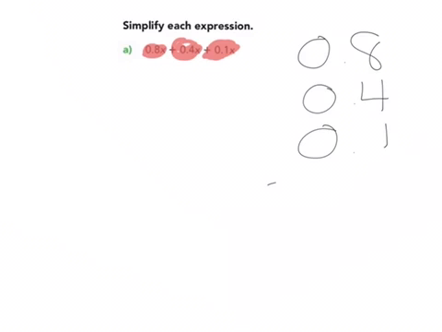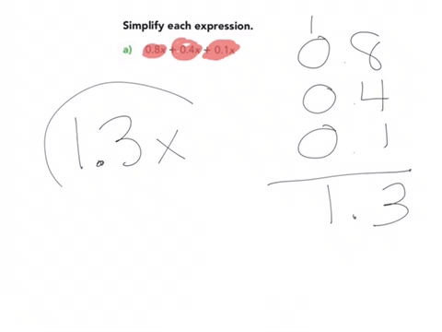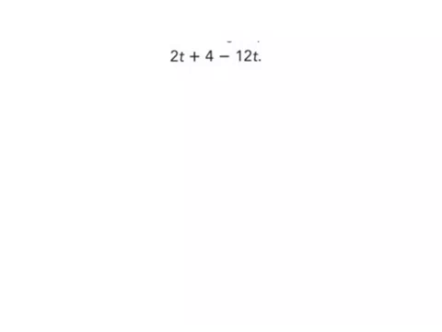All right, let's simplify this expression. I want to figure out what my like terms are and then combine them. 0.8x is like 0.4x, which is like 0.1x. I'm allowed to combine all of these together because they all have an x. So I have 0.8, 0.4, and 0.1. 8 and 4 is 12, plus 1 is 13. So my final answer is 1.3x.